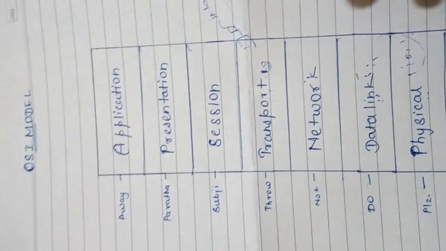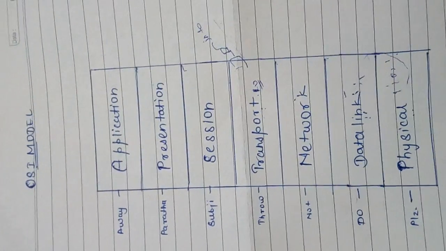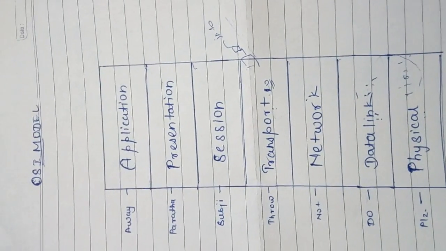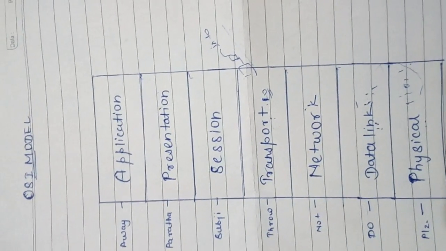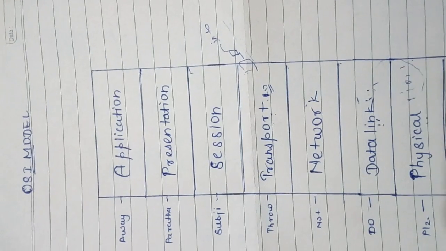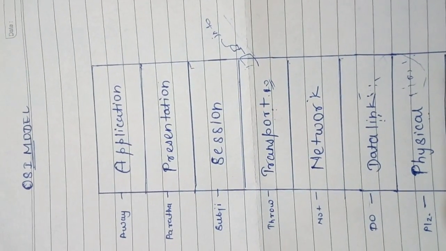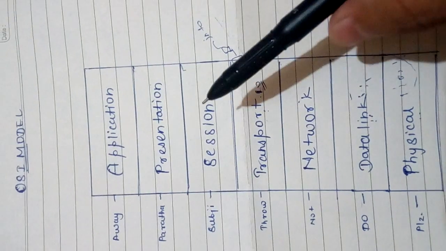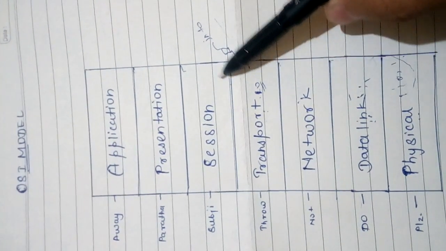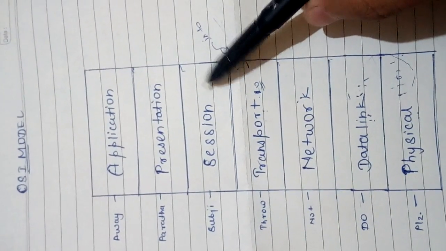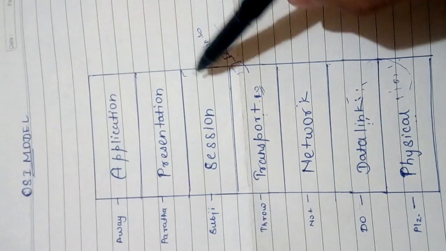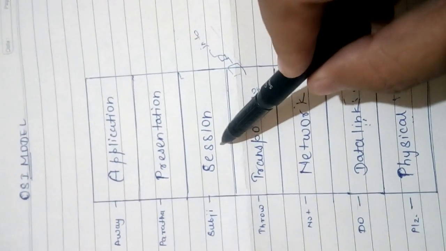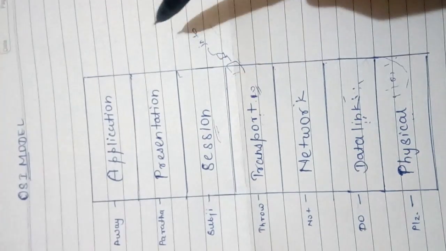The third last layer is the session layer. The session layer is also important. Its main function is to manage the flow of communication during a connection between two computer systems. That means the session layer is responsible for making a connection between two computer systems, that is, whether computer A and computer B are connected properly or not. The session layer is responsible for that.